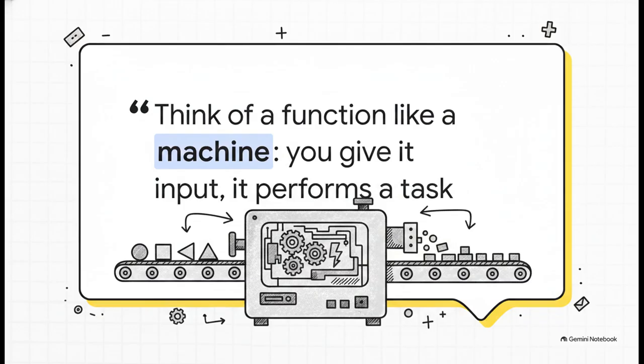I really want you to hold on to that image. Visualize a literal machine sitting on a factory floor. You feed raw materials into one end, those are your inputs, right? The machine whirs to life, doing whatever it's designed to do, stamping, cutting, combining, that's the task, and finally, a finished product pops out the other side. That is your output. That is exactly what your code is doing when you format it as a function.